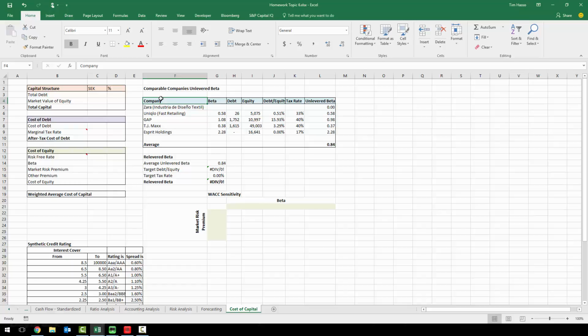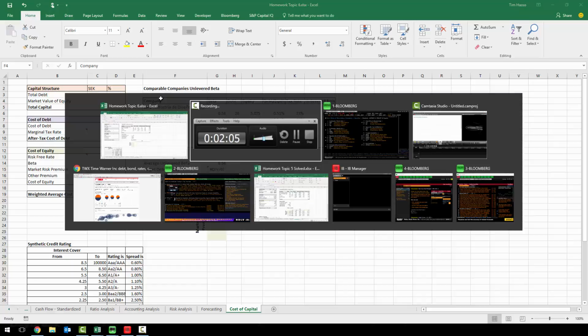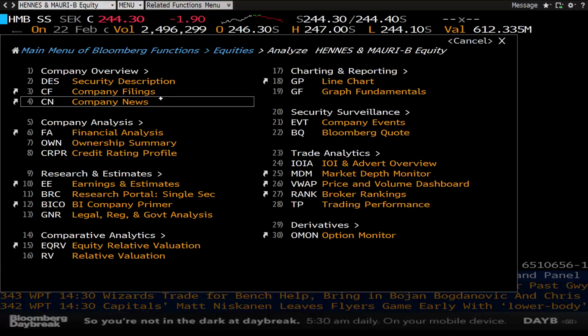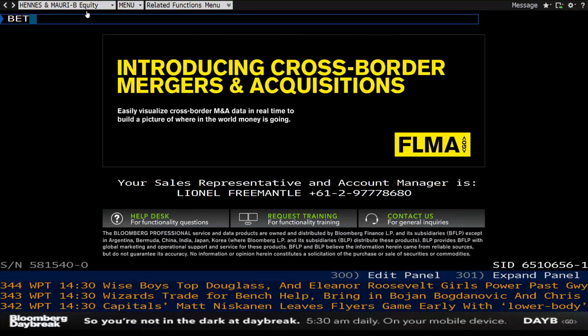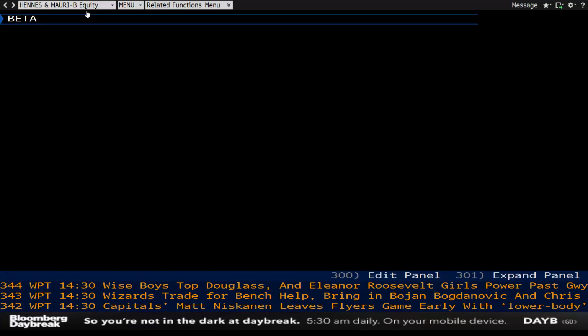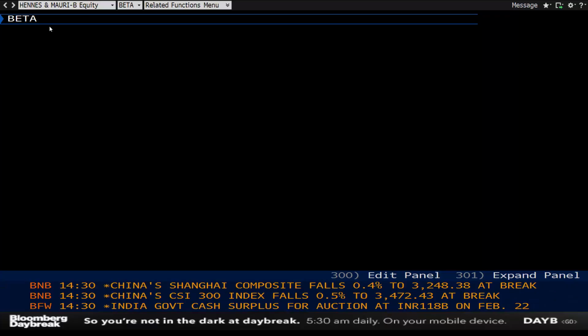Now, as we covered in class, this is a very problematic approach because the estimates that you will get for the beta are not necessarily super precise. So for example, if I go into Bloomberg, right now I'm on H&M. If you have already selected your company, you can type in a function called beta. Once you go into the function called beta, you can estimate the beta for any company that you wish.